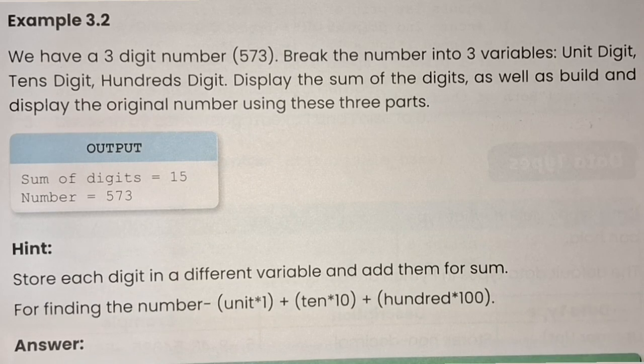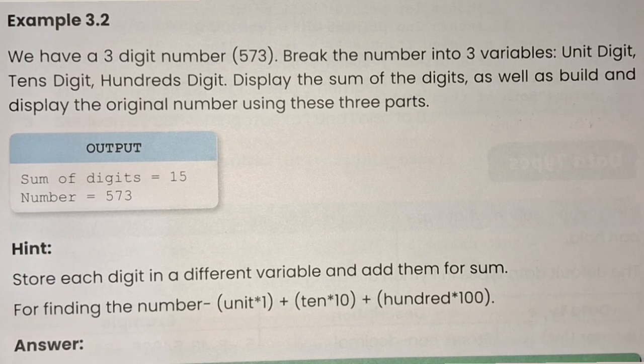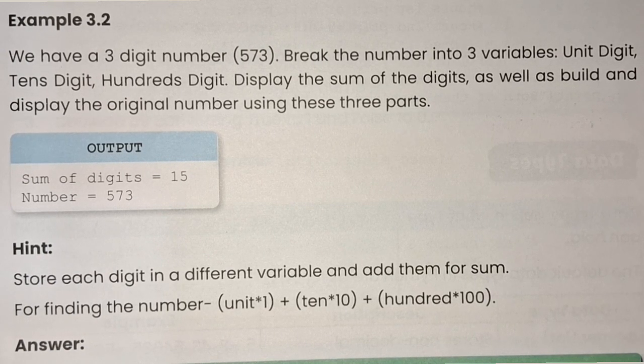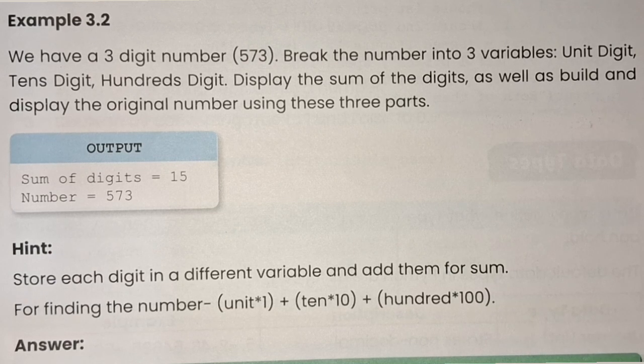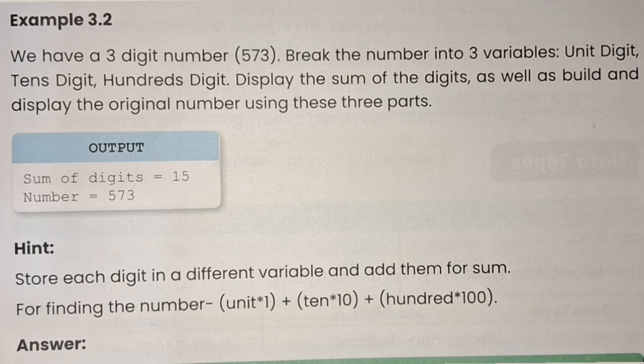Next we have example 3.2. We have a 3-digit number. Suppose it is 573. Break the number into 3 variables: unit digit, tens digit and hundreds digit. Display the sum of all the digits as well as build and display the original number using these parts.